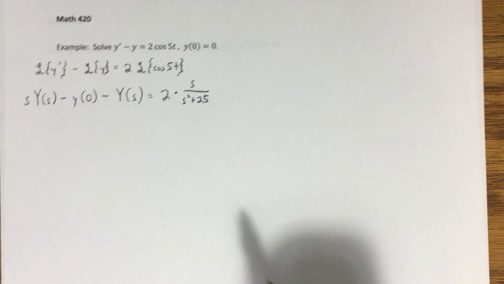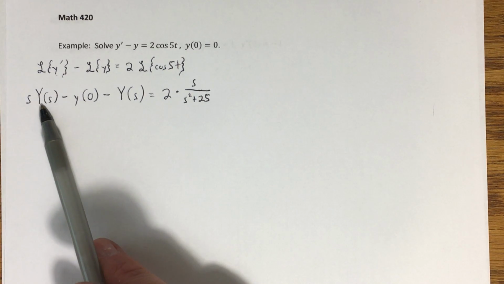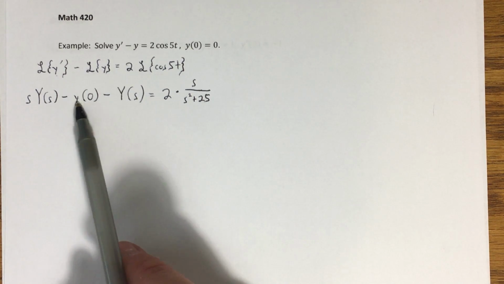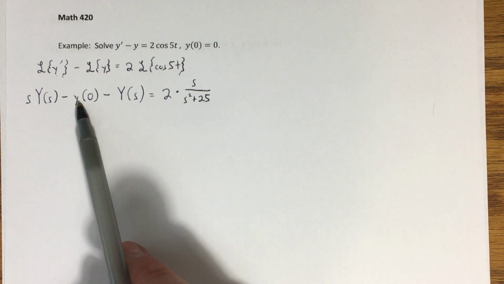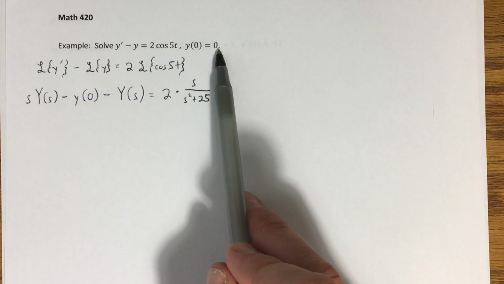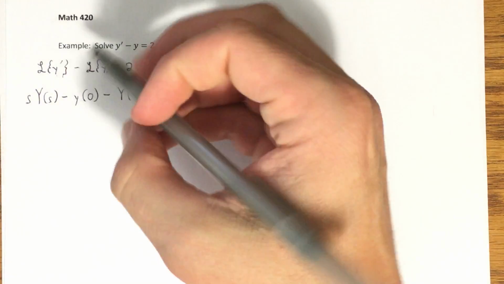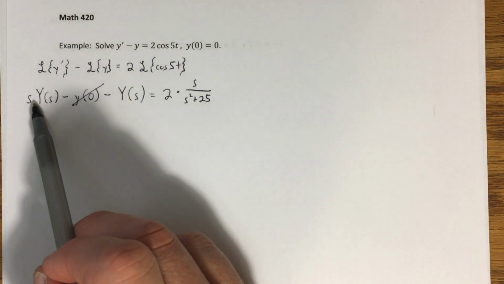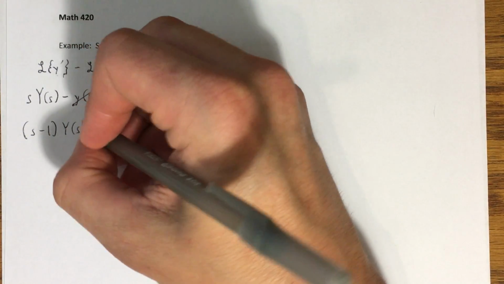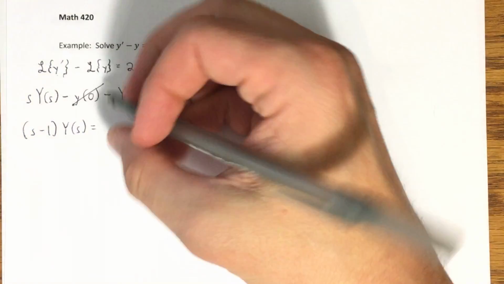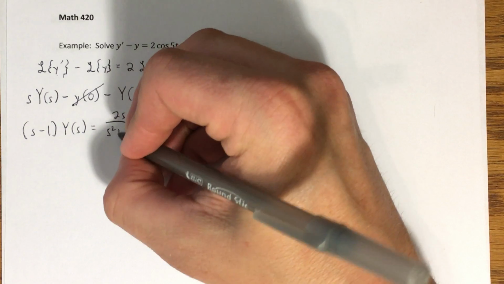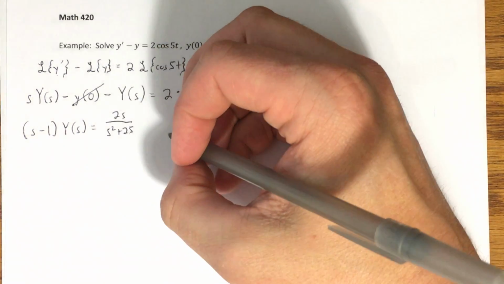Now I'm going to do some cleanup here. I'm trying to isolate Y(s). Notice that y(0), little y(0) from my initial condition, is equal to 0, so this term will drop out. We're going to lose that. Then if I combine these two, I get (s minus 1) times Y(s) equals, I'll multiply this and get 2s over s squared plus 25.